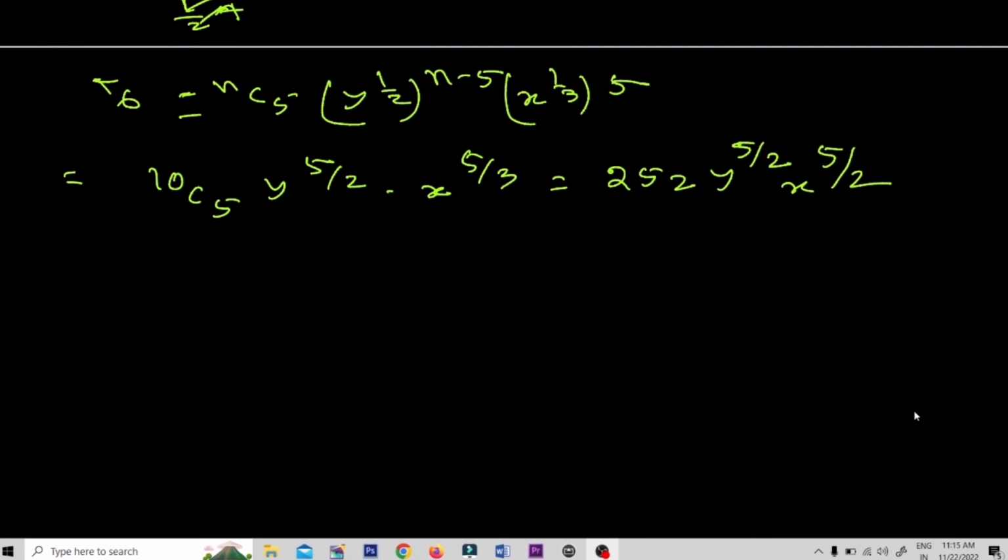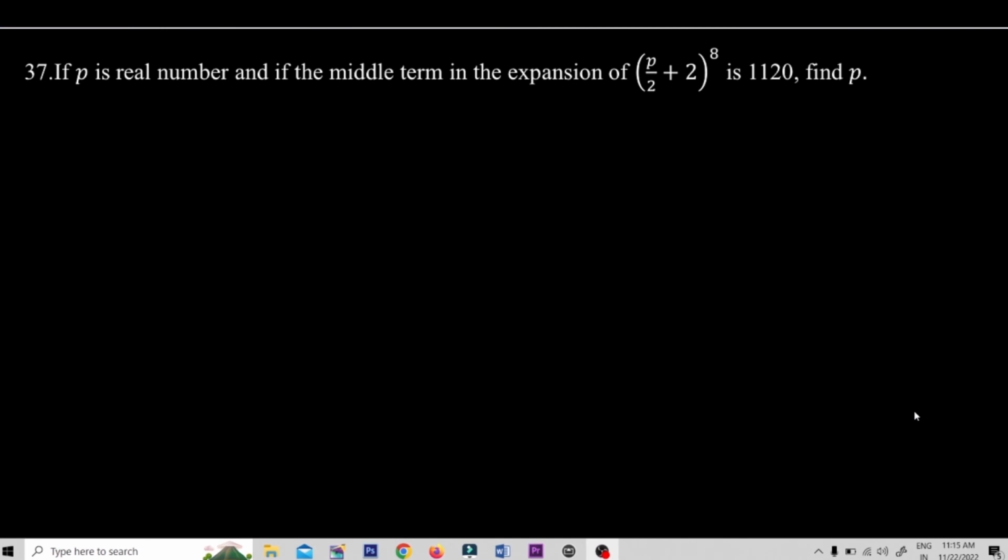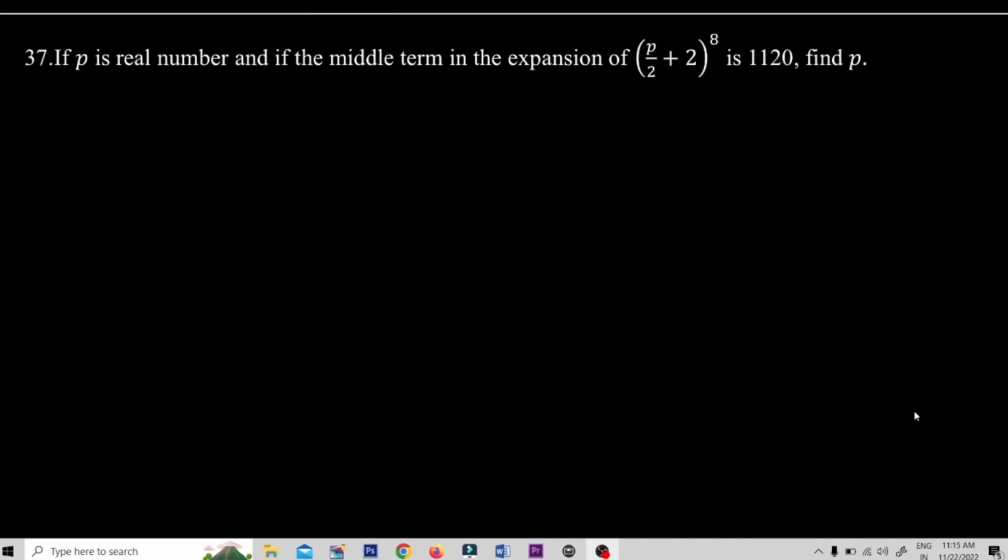So another two sums are left in this chapter. Students, you can solve these because this is another sum which has been given here. If p is a real number and the middle term of the expansion is 1120, what can be done here? So let us solve this sum also.